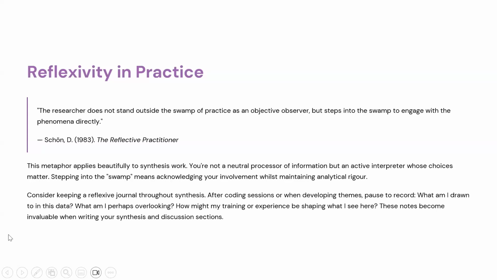So consider keeping a reflective journal throughout the synthesis process. After coding sessions or when developing themes, pause to read it. Ask yourself, for example, what am I drawn to in this data? What am I perhaps overlooking? How might my training or experience be shaping what I see? And then these notes become invaluable when writing your synthesis and discussion sections.